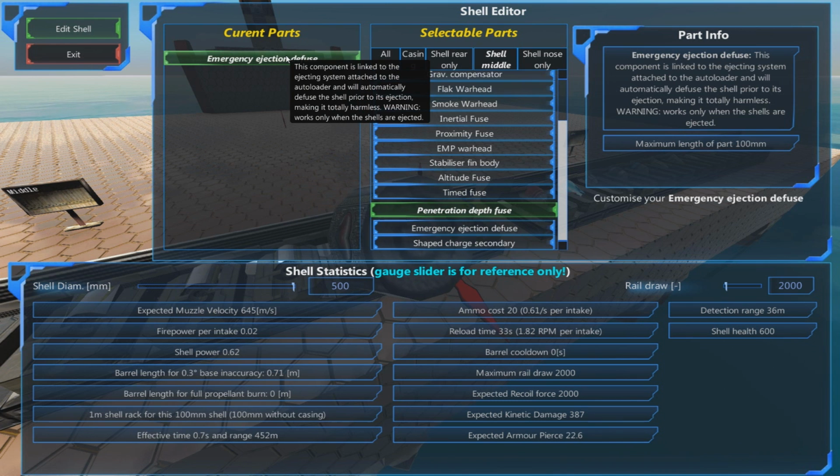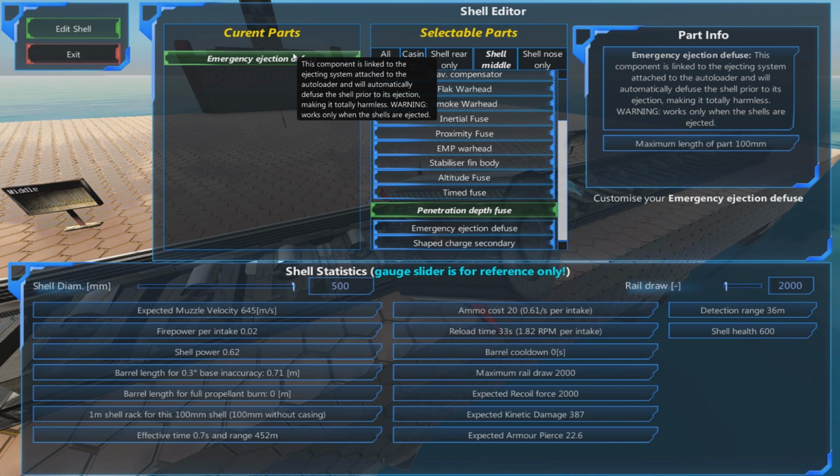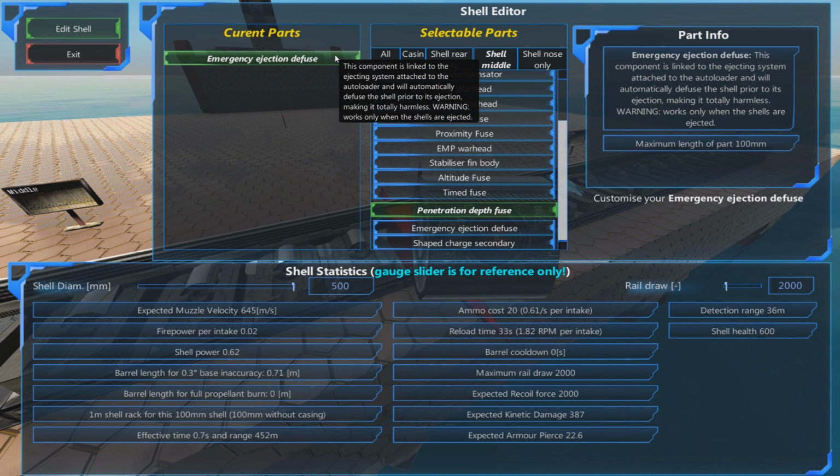So this component is linked to the ejecting system attached to the autoloader, and will automatically defuse the shell prior to its ejecting, making it totally harmless. And the warning, in big letters, says it works only when the shells are ejected. I'm not sure how else you will have that. I think what that means is that friendly fire is still a possibility. If the shell is fired, it will still hurt you if you have not set up your failsafes and firing restrictions right, so be aware of that.